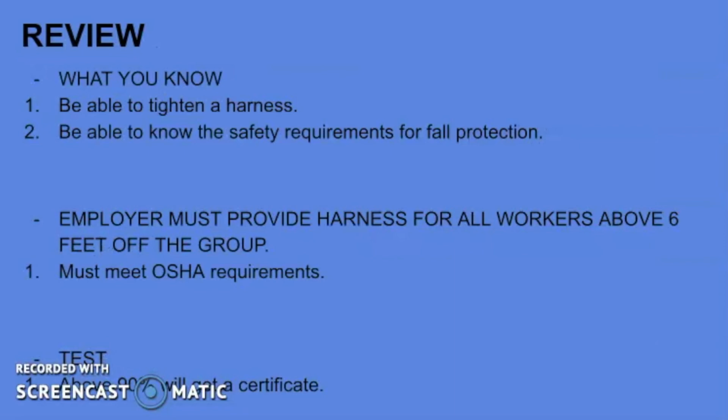So to review everything, what you need to know from this was to be able to tighten a harness and be able to know the safety requirements of fall protection. And just to make sure, the employer must provide harnesses for all workers above 6 feet off the ground, which must meet the OSHA requirements. So they must be changed each year. They have to be perfect. They cannot be frayed, no damage, no rust. They must be OSHA accepted. And then your test score above 90% will get you the certificate.